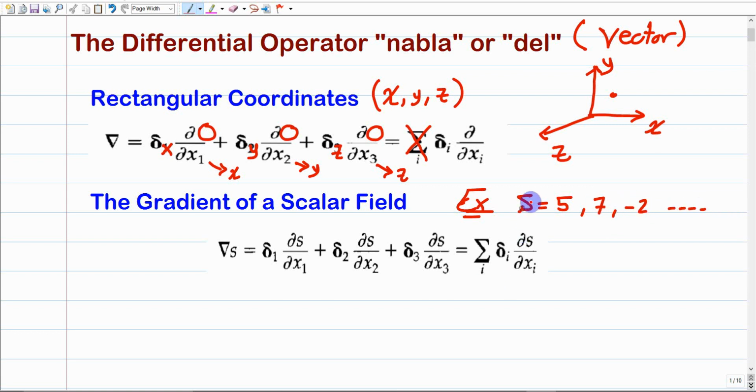But how about if we have this S, but the S is written in this form: S is 2x squared y plus, for example, 7yz squared plus xz squared. So it is a function, right? It is a function of x, y, and z in 3D space. So we're going to say in the three coordinates that this should be a function of x, y, and z.